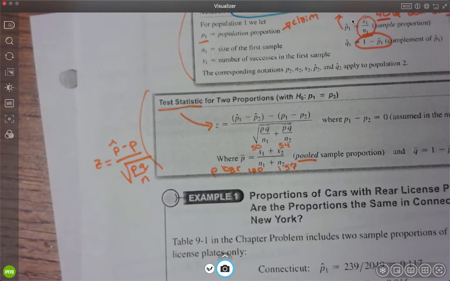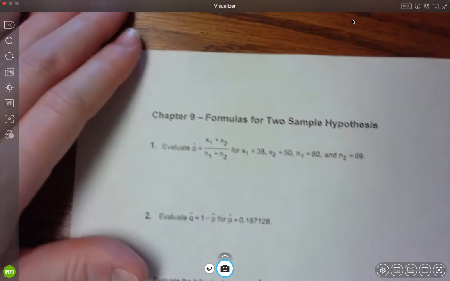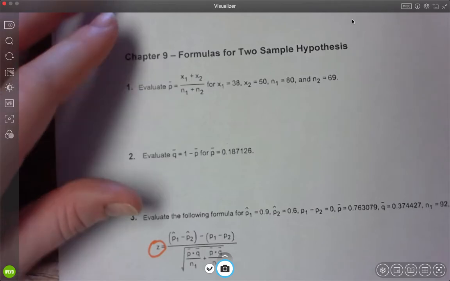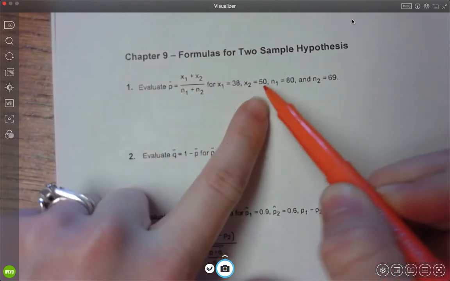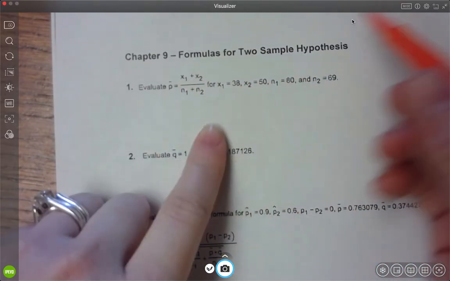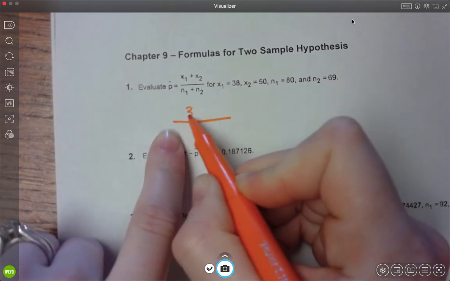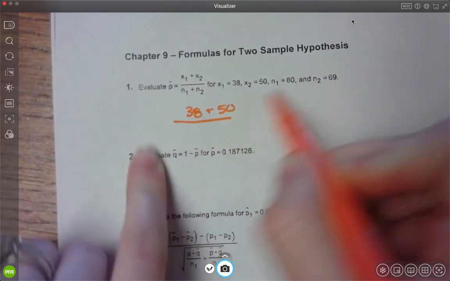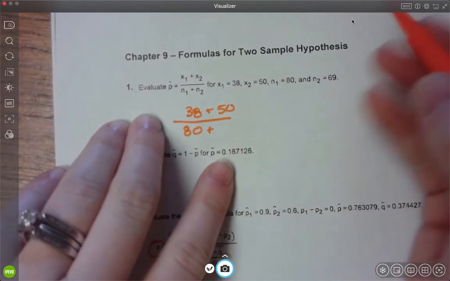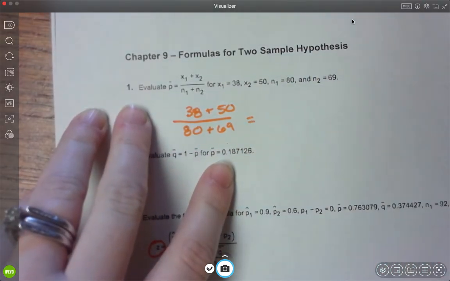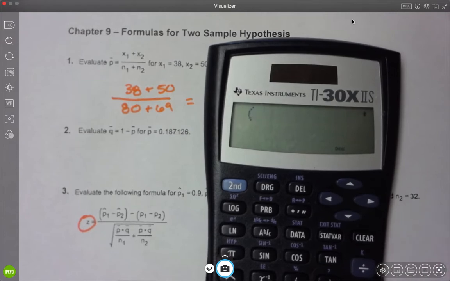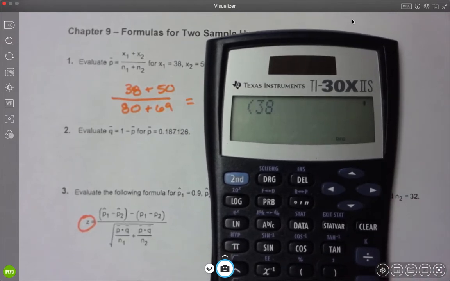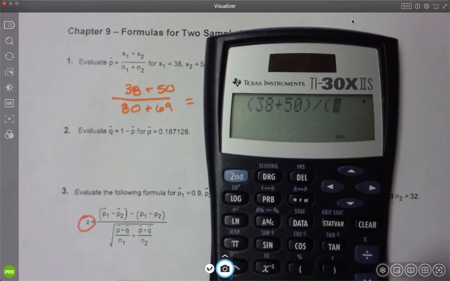We're going to go ahead and I'm going to do a couple of these problems with you over here just so we can see how we type this into our calculator correctly. So this first one is that P bar, that one that I was just talking about, where you're adding the X's together and you're adding the N's together and you're dividing. Okay, so if you write this whole thing out, I'm adding the X's together, 38, 50, and I'm dividing by adding the N's together, 80 and 69. Okay, so then if you want to type that all in one shot, you sure can, but you would have to use parentheses, so I'd have to do parentheses 38 plus 50 divided by parentheses 80 plus 69. And that's how I'd have to do it that way.